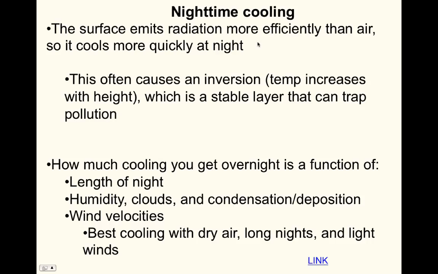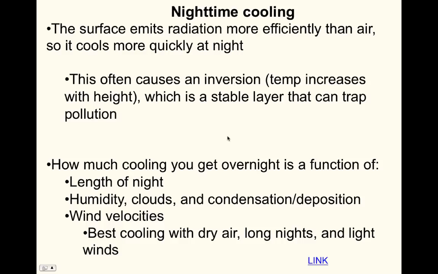Nighttime cooling. The surface emits radiation more efficiently than air, so it cools more quickly at night. This can cause an inversion, a low-level inversion where temperature increases with height. This represents a stable layer, just like the tropopause, that resists vertical motion and therefore can trap pollution in a relatively shallow layer near the surface.